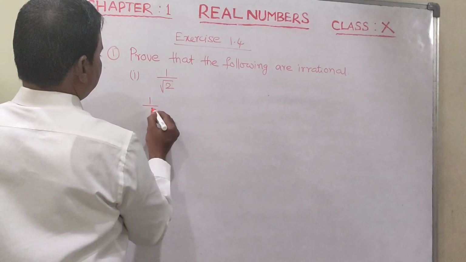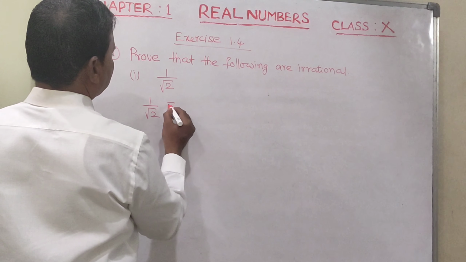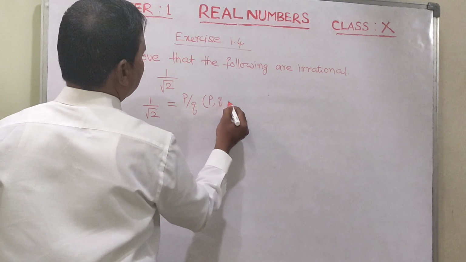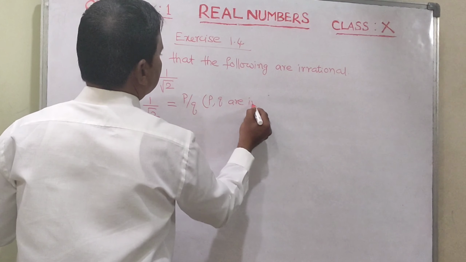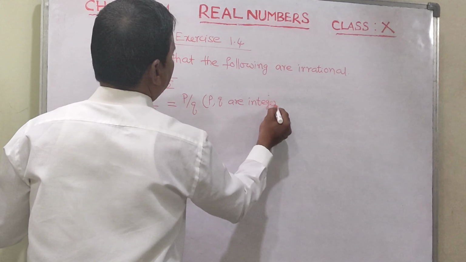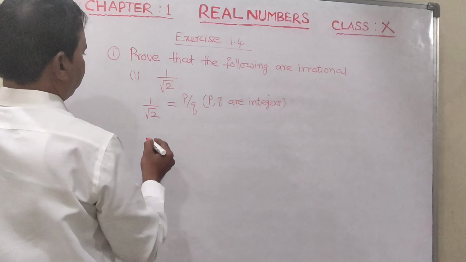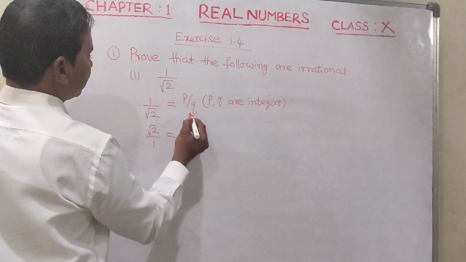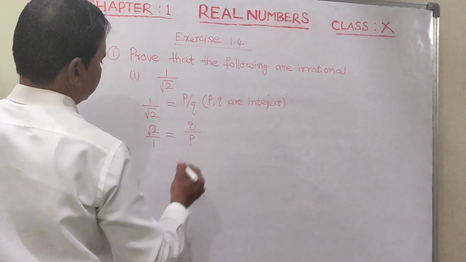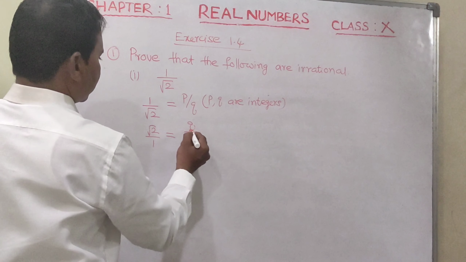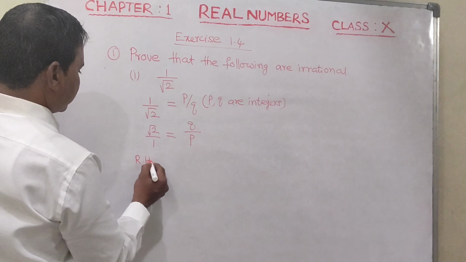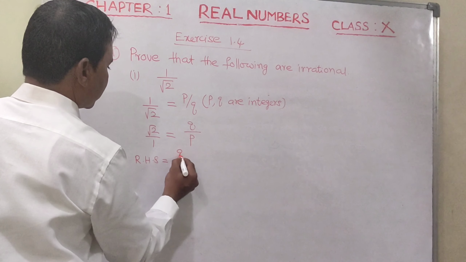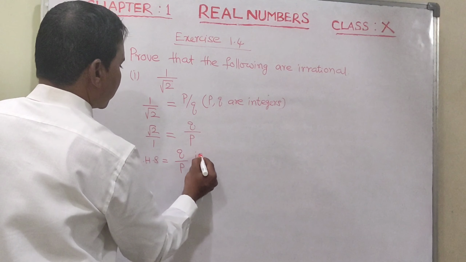Now, 1 by root 2 is equal to p by q, where p, q are integers. If I take root 2 by 1, this becomes q by p. We can take it like this. If you see the right hand side, it is in the form of p by q. So, we can say q by p is a rational number.